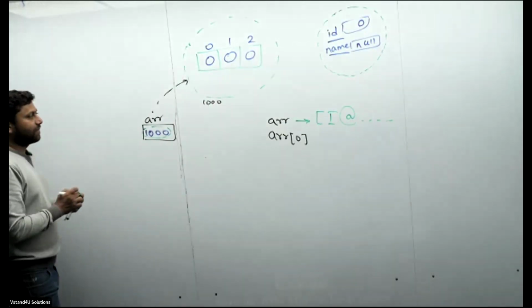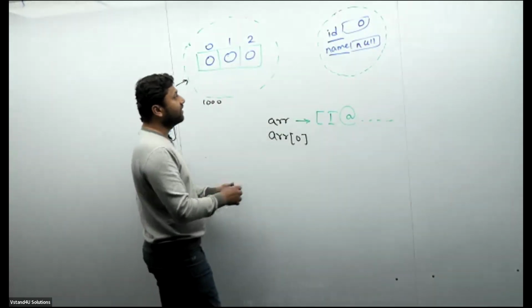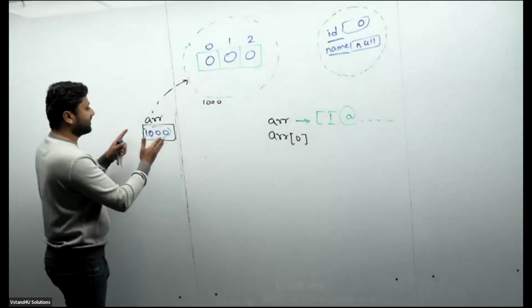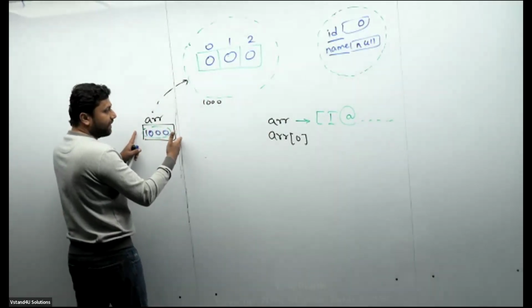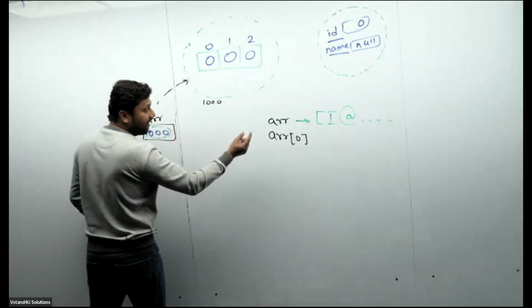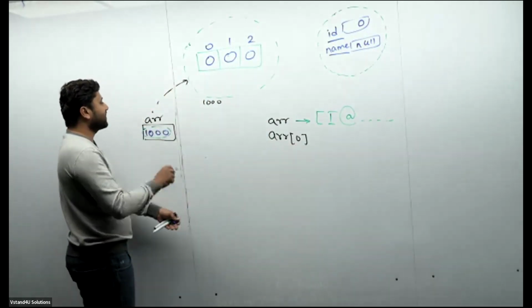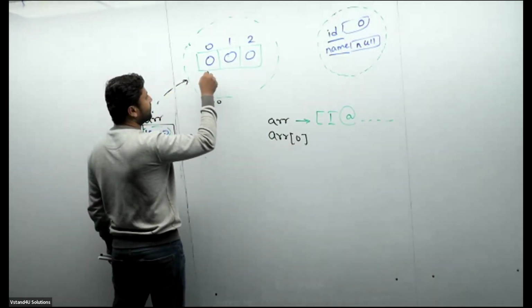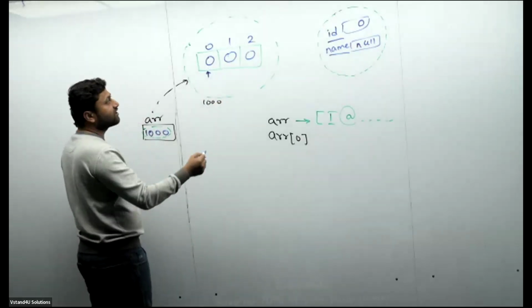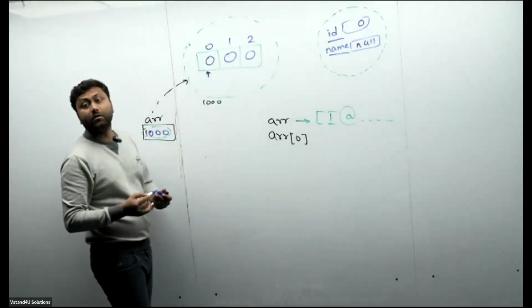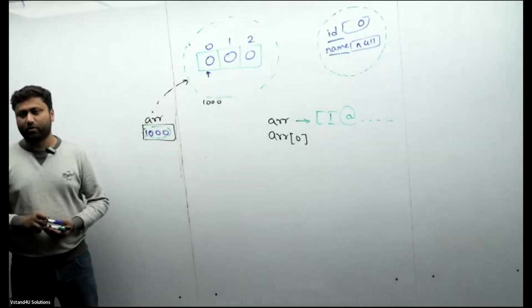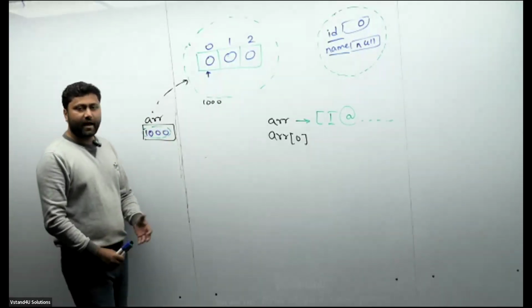Agree? Then, if I'm talking about ARR of 0, that means first you go to the ARR. Then you're saying, no, I don't want the ARR, I need what is there at the 0th index. So you're actually saying ARR, but within this location. In this location, what is it meant to store? 0. Very good. Brilliant.